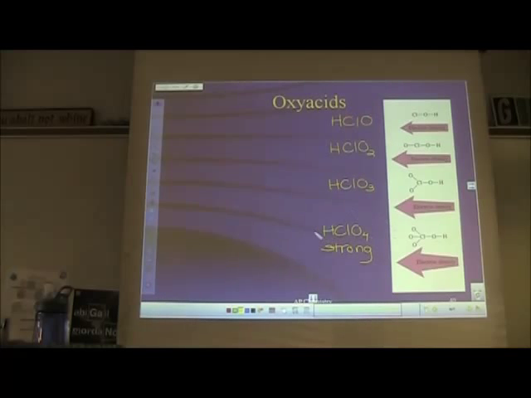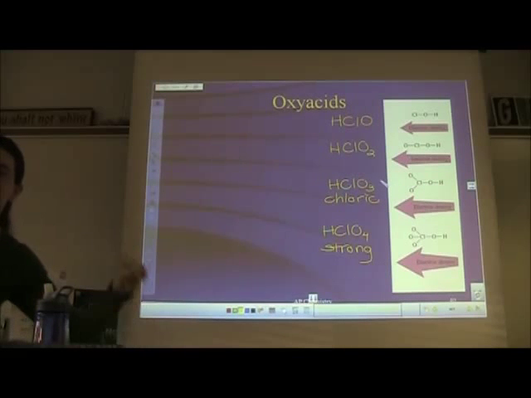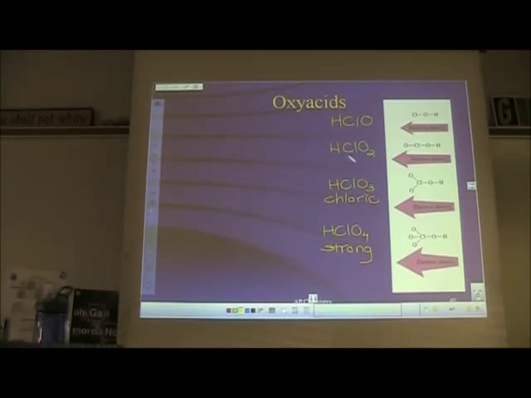Out of curiosity, I want to see if you remember how to name acids. This is perchloric. What's the name of this? Chloric acid, because it came from chlorate. What's the name of this guy? Chlorous.